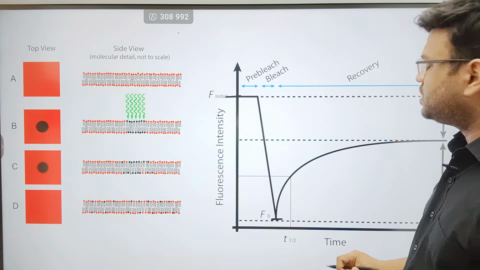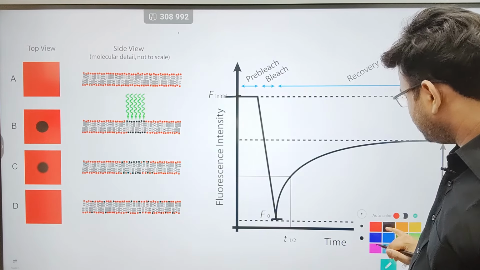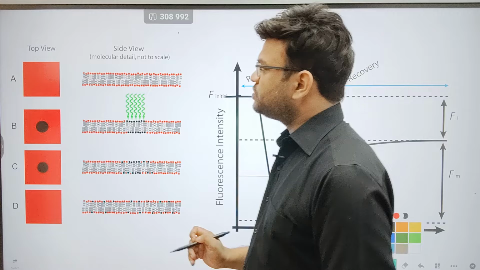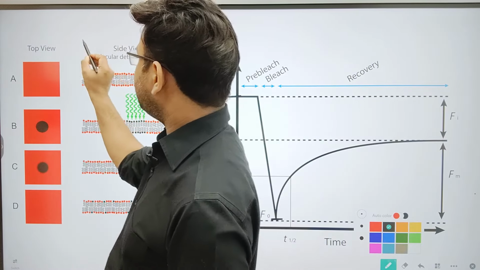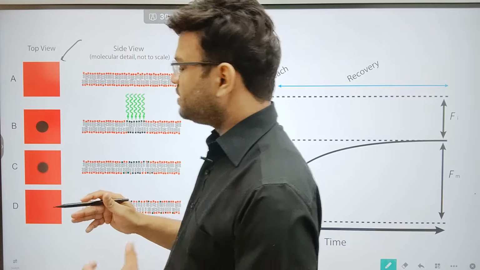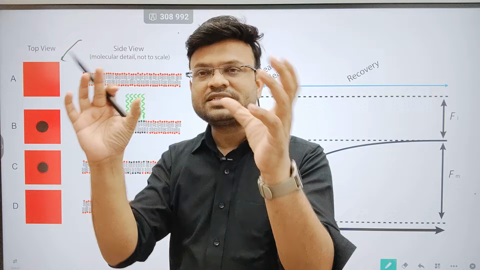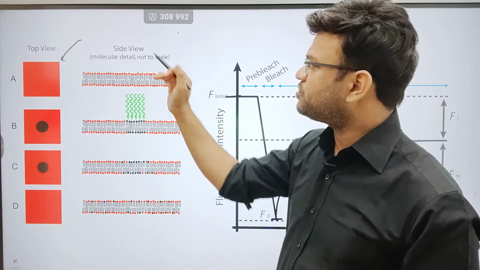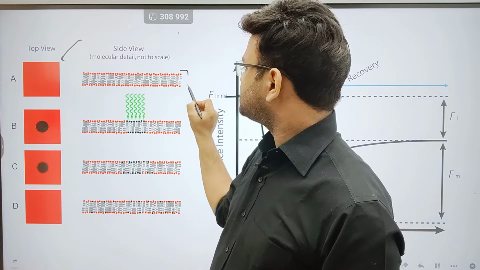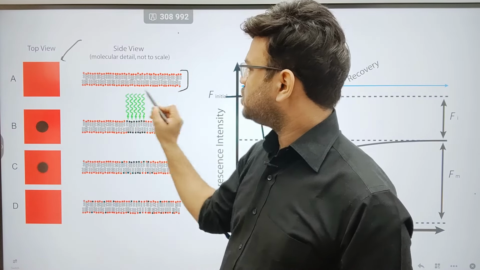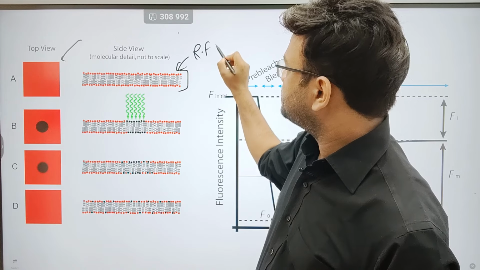Now let us move on to the next slide. In the next slide I am showing you the same thing, but with a different orientation. You can see that, suppose this is a side view of a cell, and the cell is stained with, let us say, a red fluorescence dye. So in the side view, all the phospholipids over here are stained with red fluorescence dye.